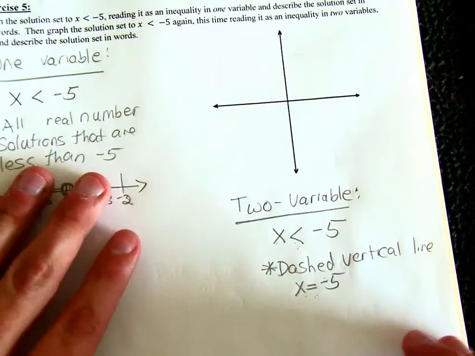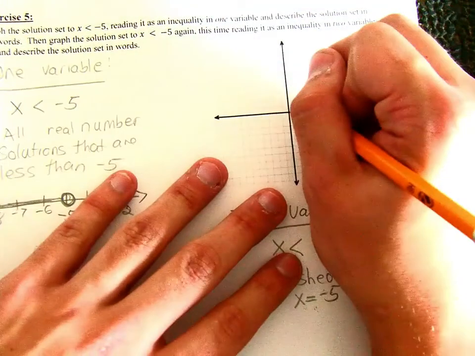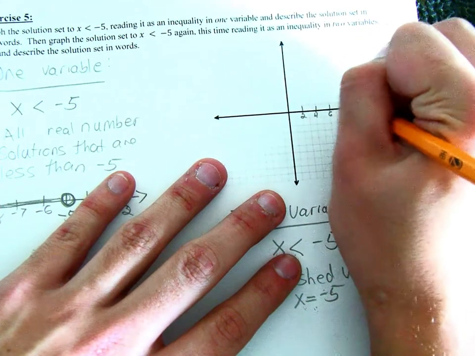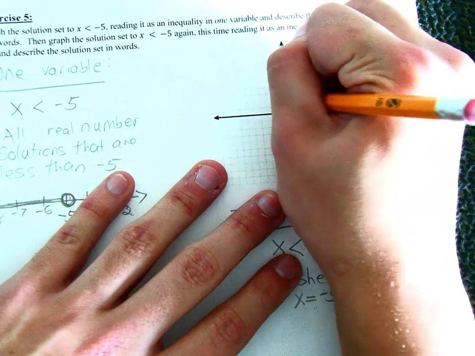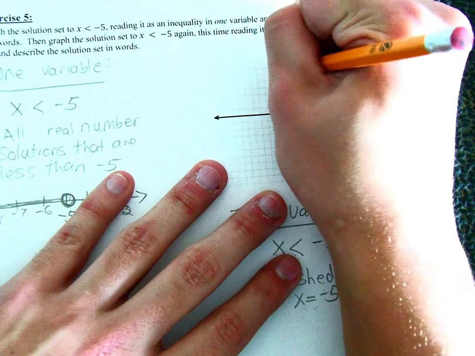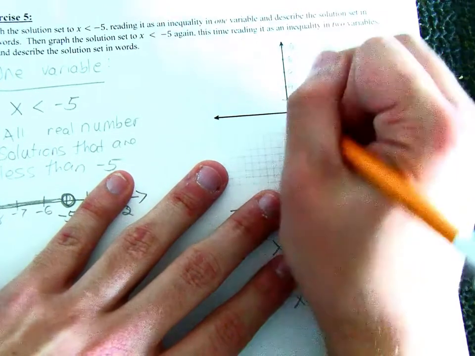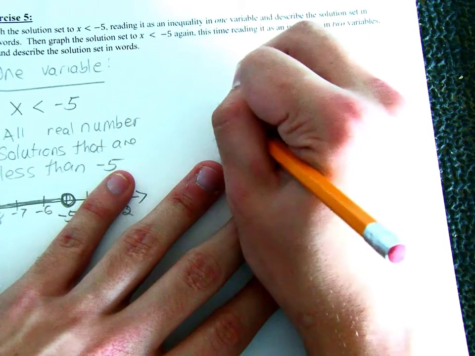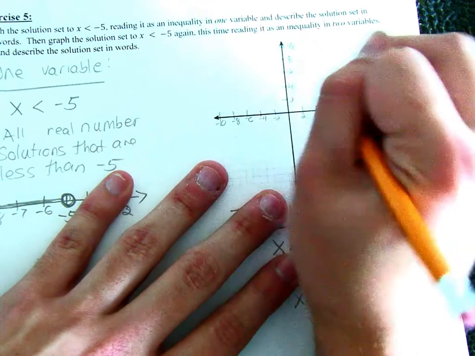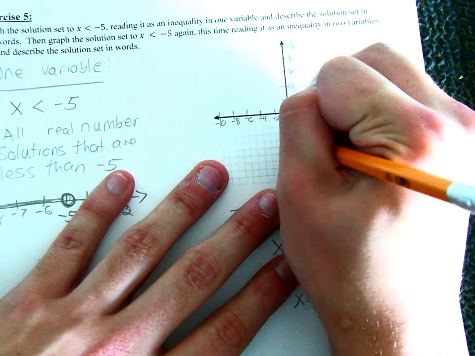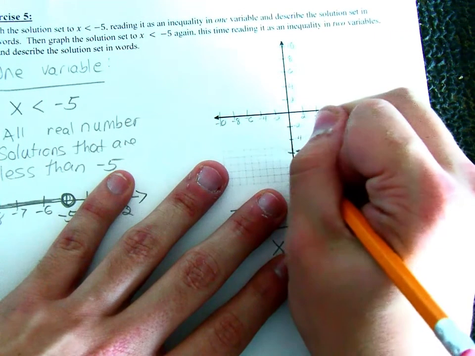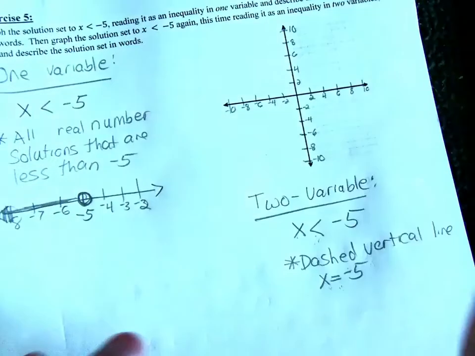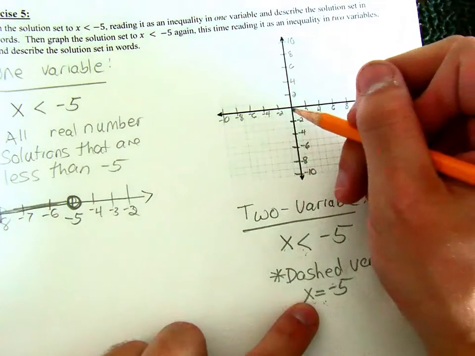So I'm going to go through and label my graph here. I'm just going to go up by 2, 4, 6, 8, 10, then 2, 4, 6, 8, 10, then negative 2, negative 4, negative 6, negative 8, negative 10, and negative 2, negative 4, negative 6, negative 8, and negative 10. So I'm going to graph the vertical line at x is equal to negative 5. So this is x is equal to negative 5.